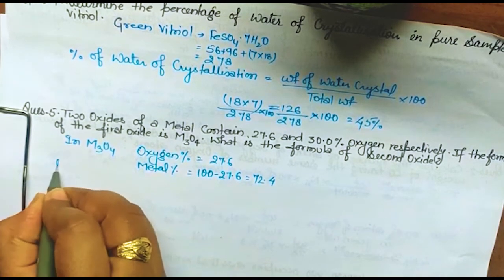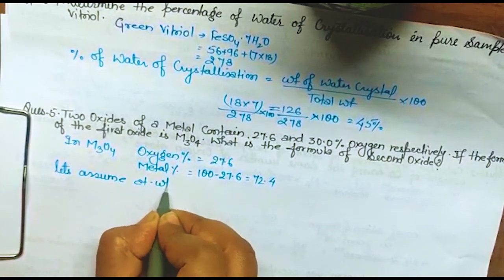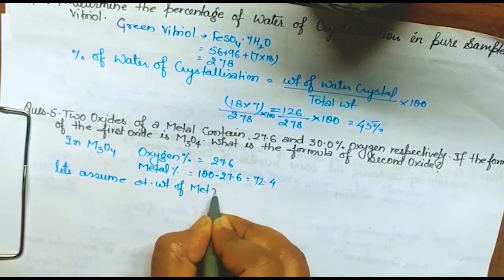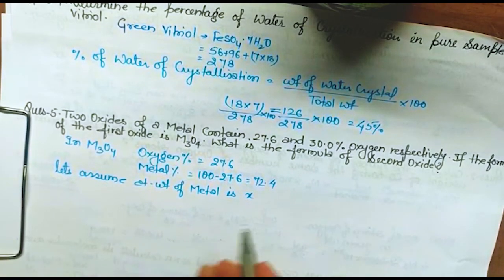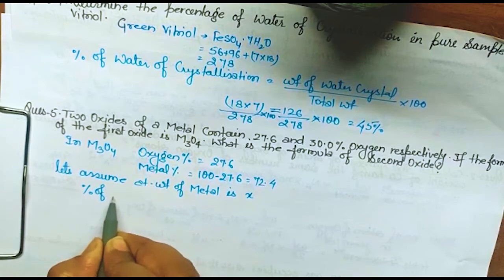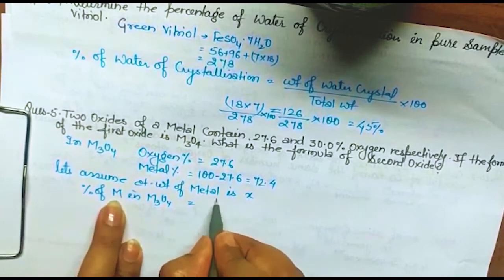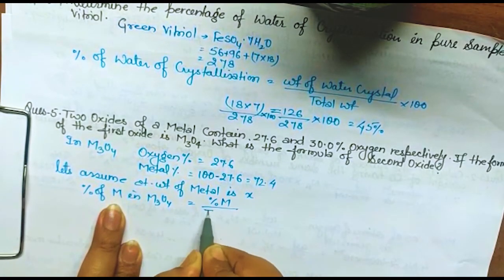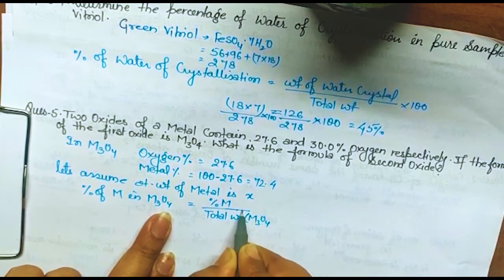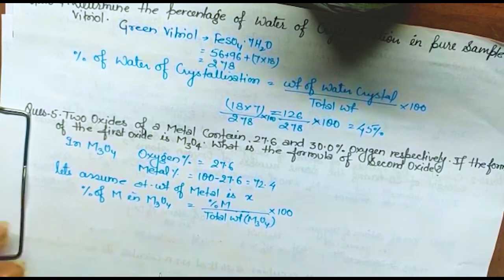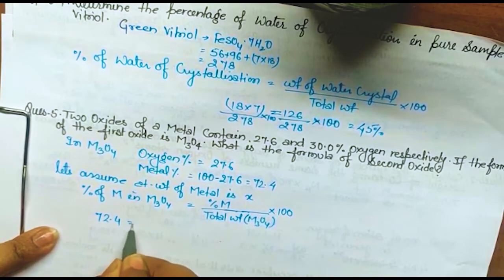Okay, so now we have to find the metal's atomic mass, isn't it? So let's assume the atomic mass of the metal is X. If I find the percentage of metal in M3O4, what will it be? It will be the weight of M upon the total weight of M3O4, into 100. So we got this percentage, so put the value: 72.4 is equal to the percentage of M.